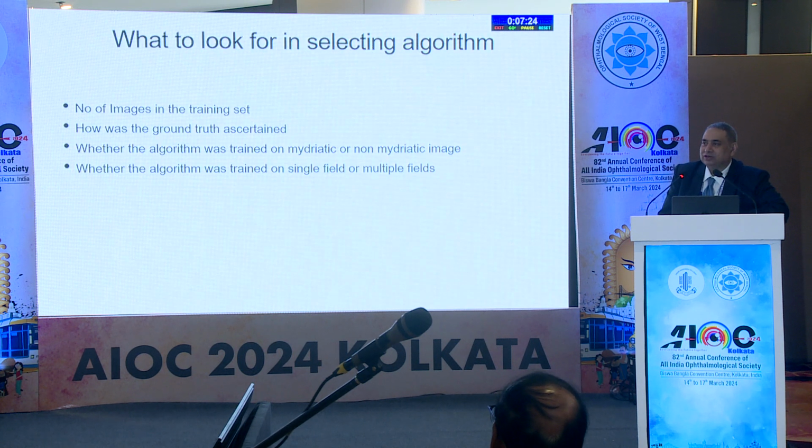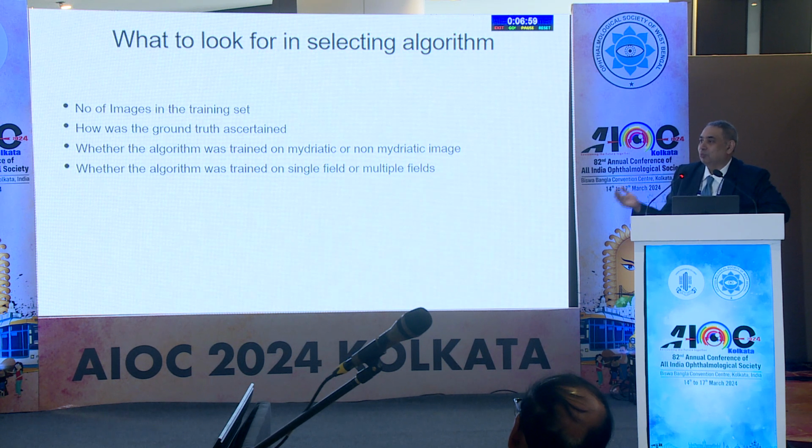Now let's see how to select an algorithm for use. Whenever somebody says that I have an AI algorithm and it works very well, try to see what his training set was, on what basis he has created this algorithm, and how the ground truth was ascertained, because as we have seen with diabetic retinopathy, even retina specialists can make mistakes. So whether it was 1 grader or 2 graders, like the Google paper, where 54 board certified ophthalmologists graded the images. Whether the algorithm was trained using images captured through a mydriatic camera or a non-mydriatic camera.